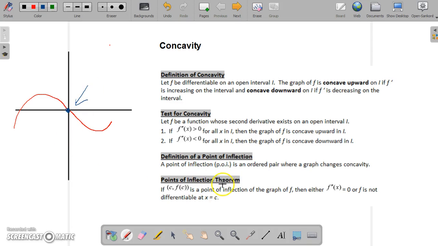To find the points of inflection, it's similar to how we found the relative max and mins. To find the critical numbers, we set the first derivative to 0, or where it was undefined. Here our points of inflection are going to be when the second derivative is 0, or where it's not differentiable. Okay, so we're going to do an example here.